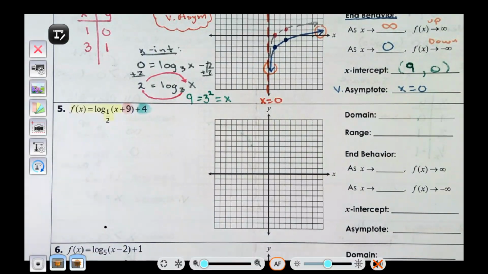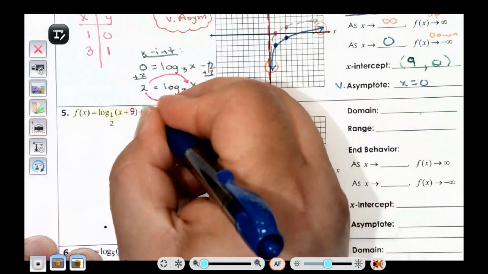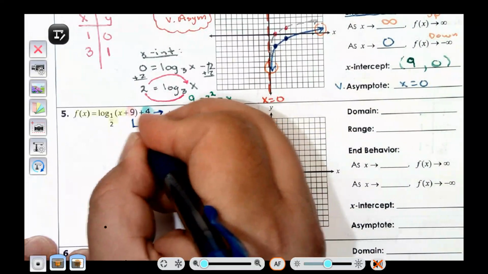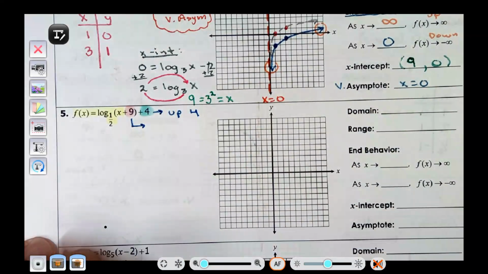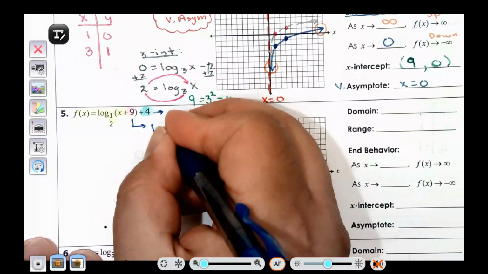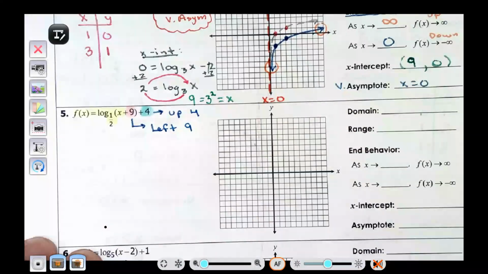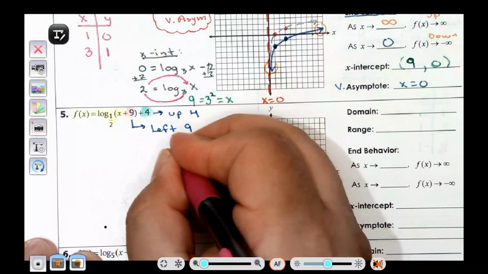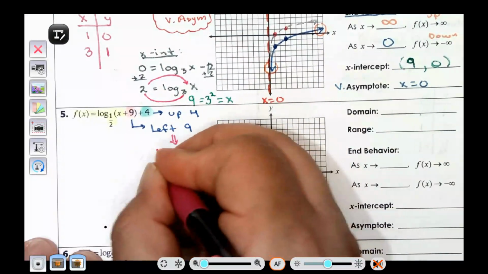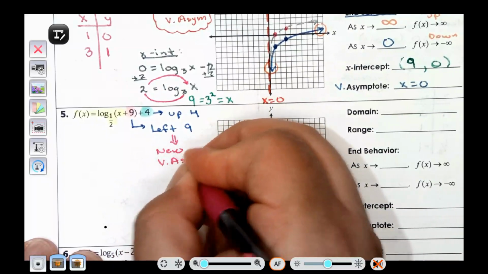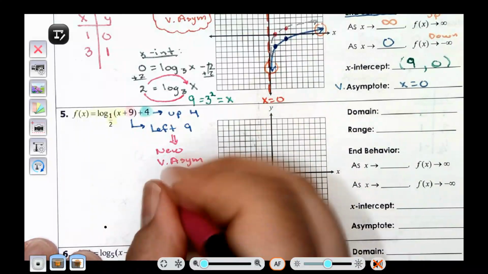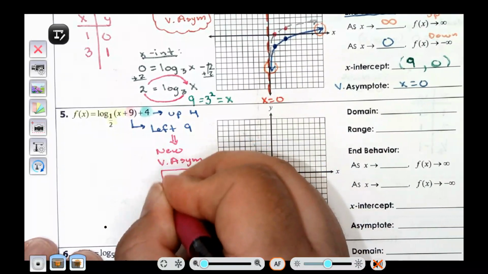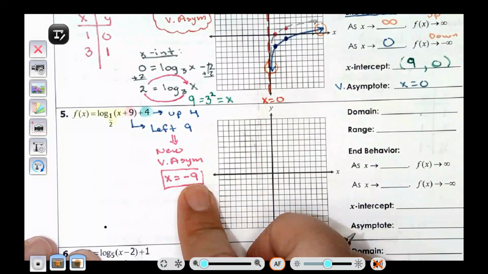All right, so first of all, the 4 is not on the inside, so that's going to be up 4. The 9 is on the inside, so I have to think opposite, and in this case, I'm going left 9 spaces, but remember, you are going left, so because of that, we're going to have a brand new vertical asymptote, and that brand new vertical asymptote is going to be x equals -9. Don't forget we said left. So of course my number is going to be a negative.